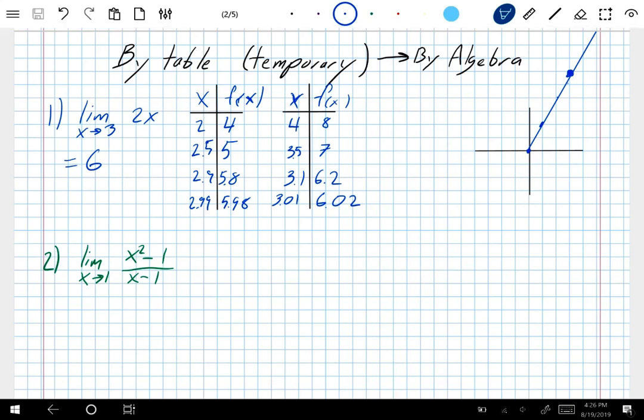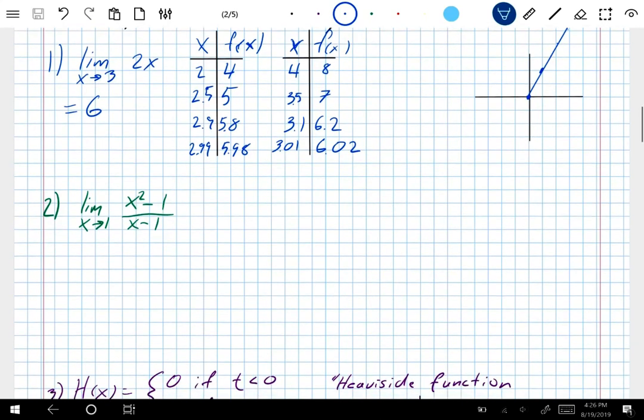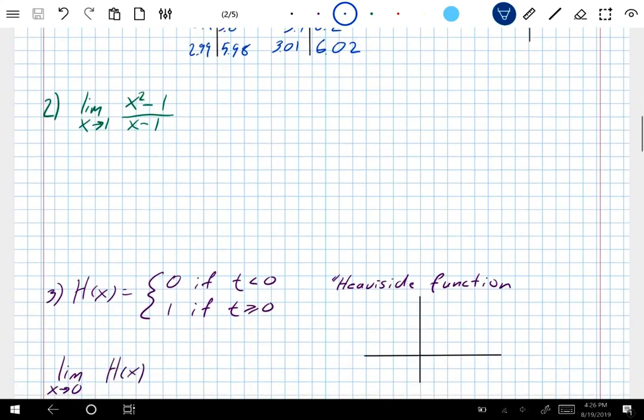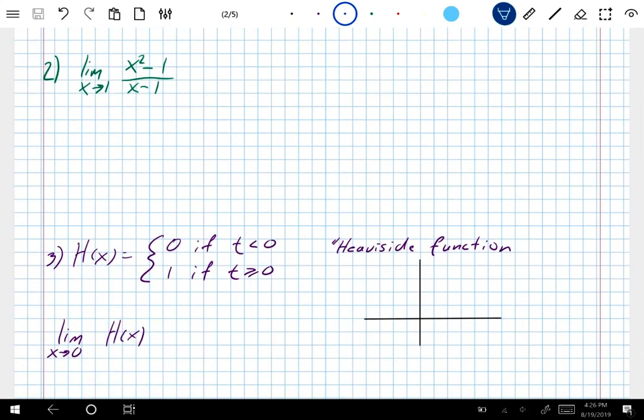Now, let's go back to something that we've already done. We've actually already done the table for this, x squared minus 1 over x minus 1. We could do it again if we wanted to. I'm going to go a little bit quicker here. We could say this is x and this is f, and on the left I might put in a 0 and a 0.5 and a 0.9 and so forth.